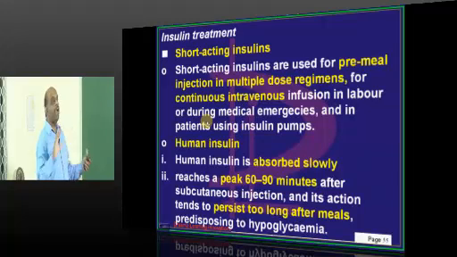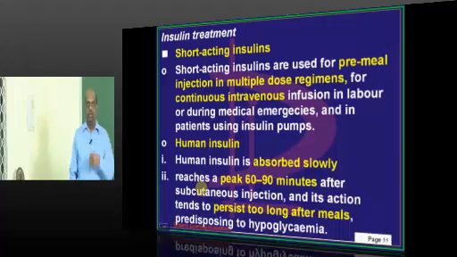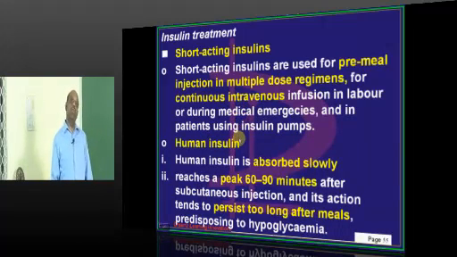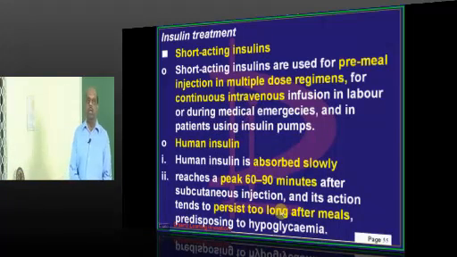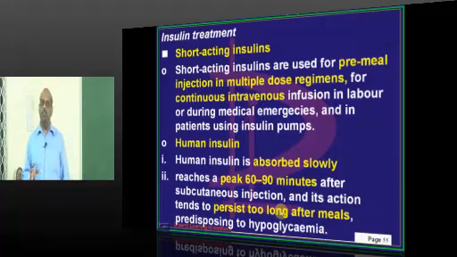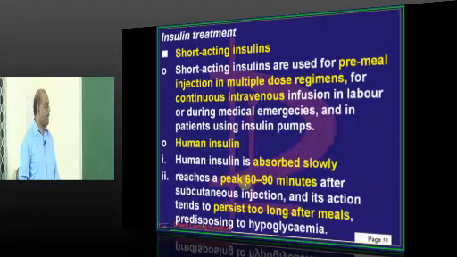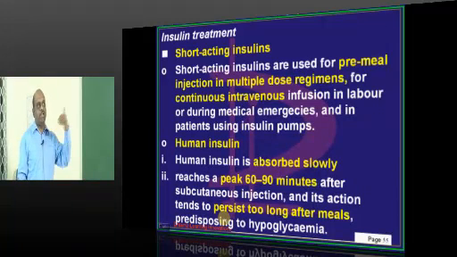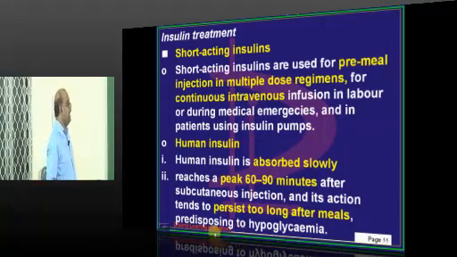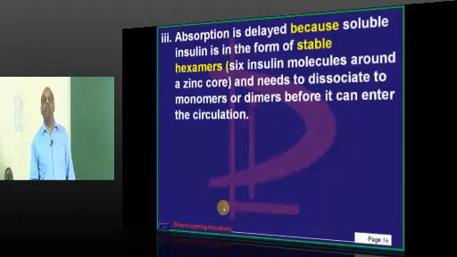So, short acting insulins are typically used as a pre-meal injection in multiple dose regimes, and they are also used as continuous intravenous infusion in medical emergencies like diabetic ketoacidosis, or for a patient who is in labor, and a patient who is on an insulin pump. Human insulin is absorbed slowly, reaches a peak in 60 to 90 minutes, and is given as a subcutaneous injection. Its action will persist a little long after the meals, and it can predispose to hypoglycemia.